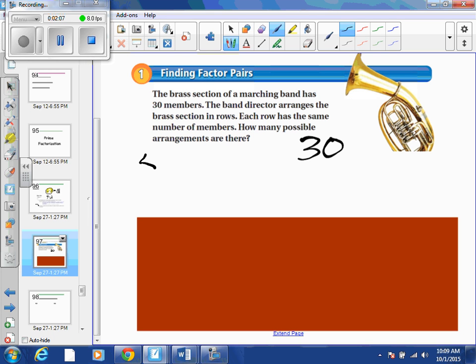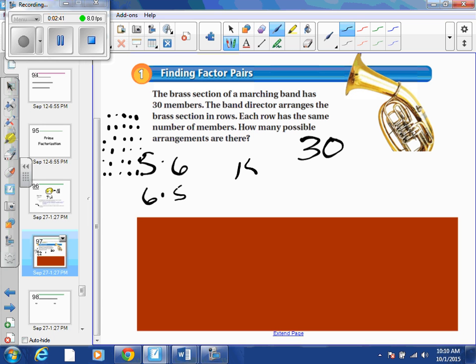So, what are some factors of 30? We could do 5 times 6. That means she would have 5 brass players in the first row, 5 in the second row, 5 in the third, fourth, fifth, and sixth rows. She could also turn it around, with 6 in each row and only 5 rows. That would look a little different. The band would look a little wider marching down the street and a little shorter going back.